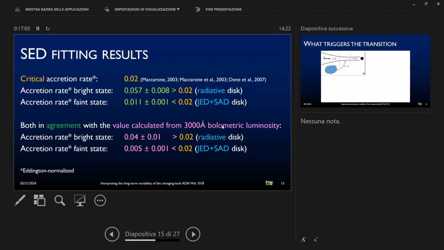as changing-state AGN. Now, one question that we can ask ourselves is, okay, we have found this beautiful physical mechanism to explain the variability, but actually why then is the inner accretion flow transitioning between radiative and advective? What is triggering this variability in the first place?